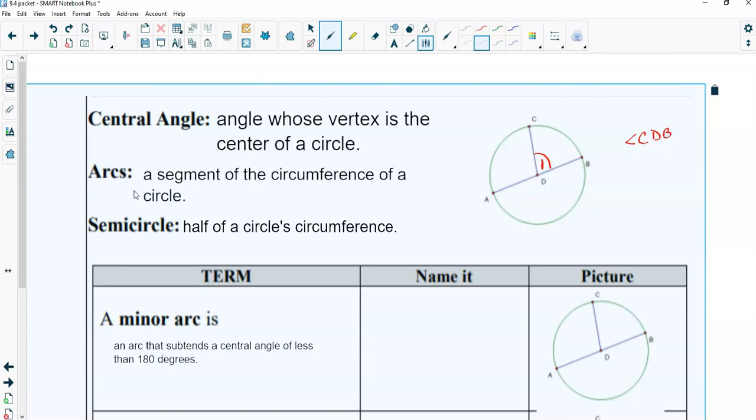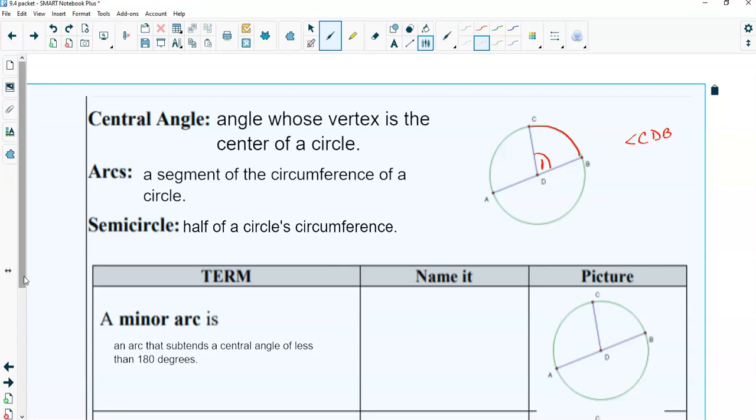Now, what is an arc? An arc is a segment of the circumference of a circle. For example, this right here, from C to B, this is an arc. Now, what is the measurement of the arc? Well, the measurement of the arc is the same as the measurement of the central angle. And what is a semicircle? Well, a semicircle is half of a circle's circumference. So from A to B, right here, that would be a semicircle. It doesn't matter whether I go on top or the bottom, it's a semicircle.